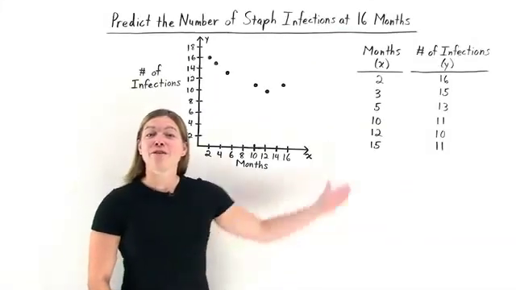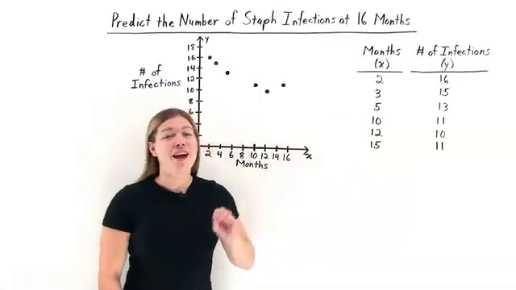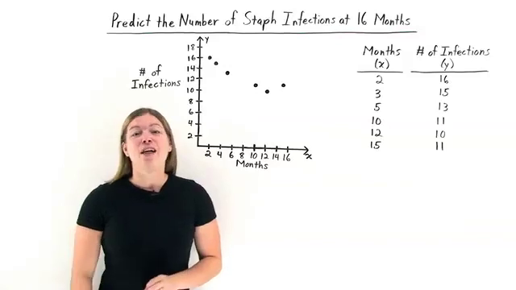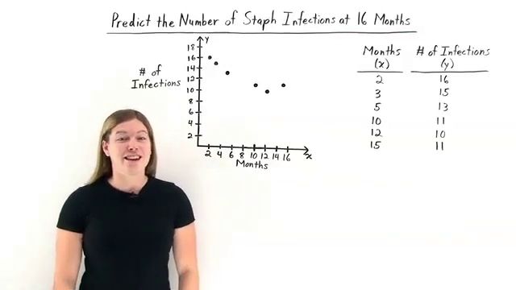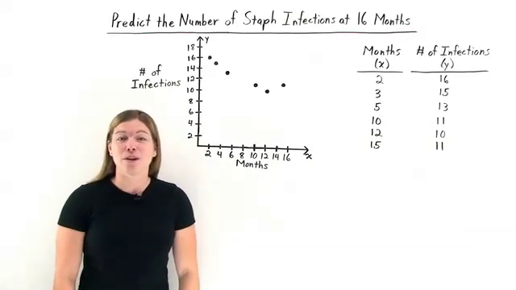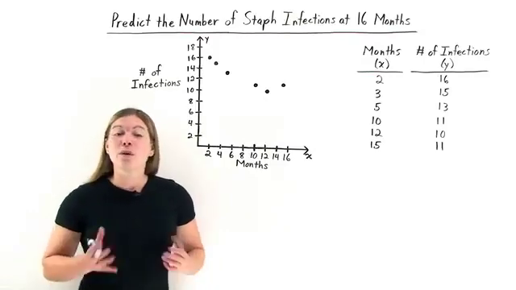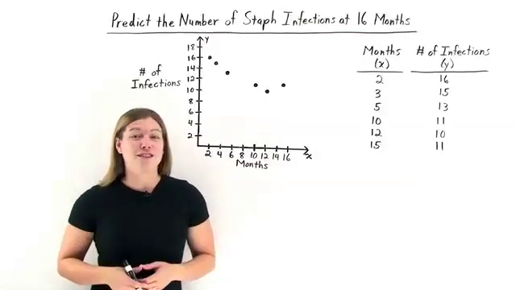Draw a line of fit for the data given in the table, and then write the equation of the line in slope-intercept form. Then use the equation to predict the number of staph infections at a hospital 16 months after the initial outbreak. So in this problem, we've been given a few things to do.